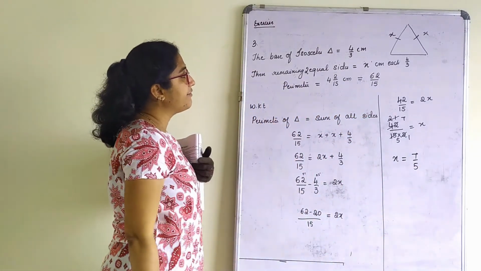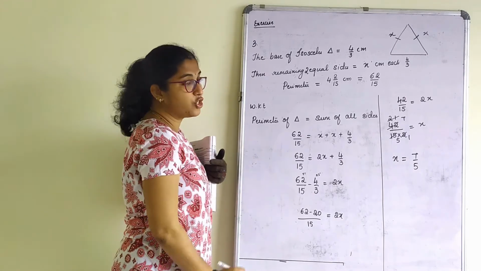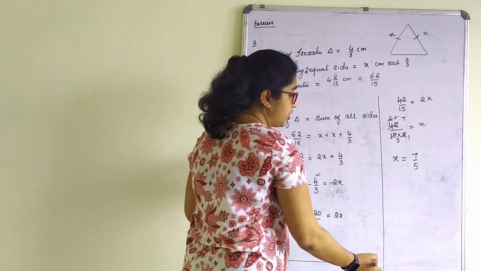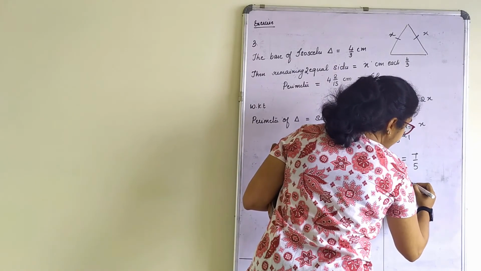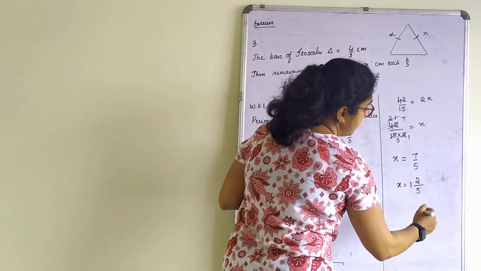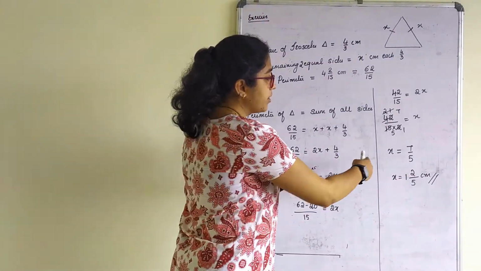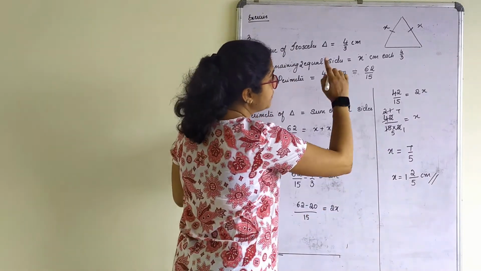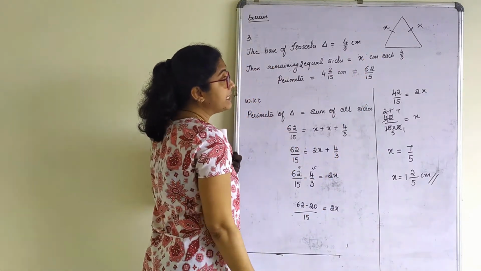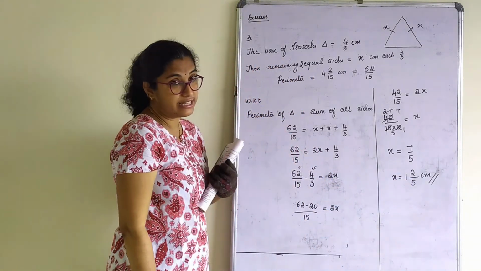Now see here, they have given us even the perimeter in terms of a mixed fraction. We'll also keep this in the same mixed fraction only. Therefore, x is equal to 1 2 by 5 centimeter. So, since we have got this and we have written it in mixed fraction, the length of either of the two sides of the isosceles triangle is 1 2 by 5 centimeter.